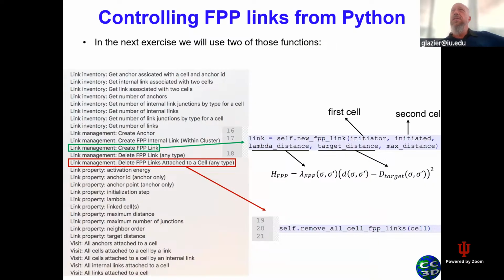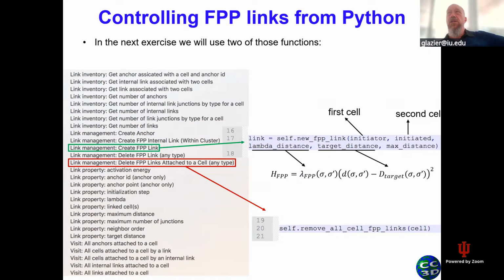So if I look at the code here, to create a link, and it does have its own handle here, so it is an object from that point of view in CompuCell. Here, link equals self.new FPP link. That creates a link. And then I have to say which cell pair I am linking. First cell, second cell.